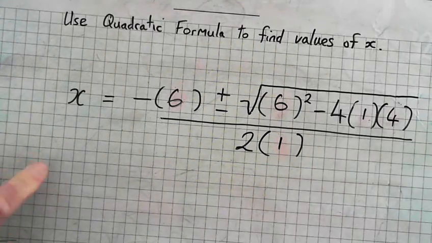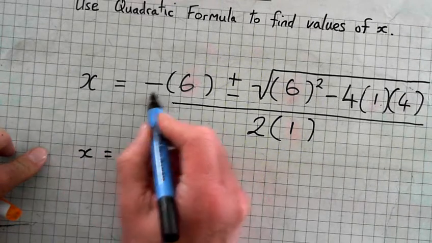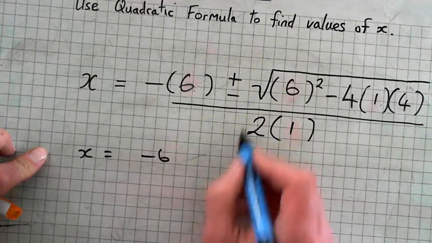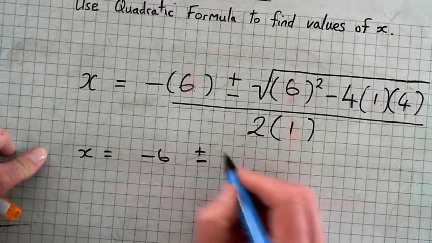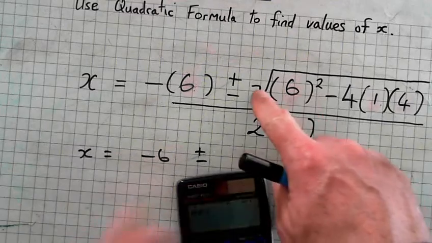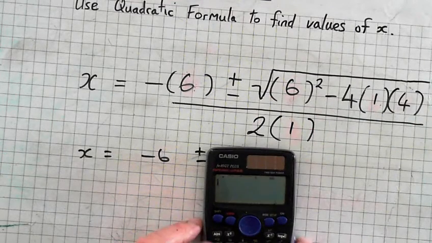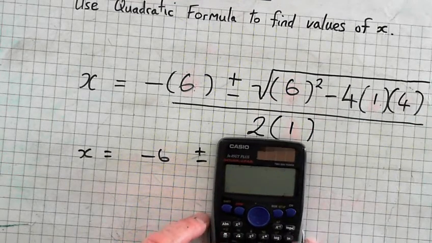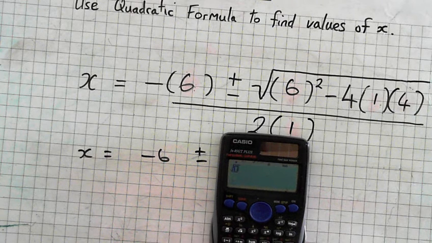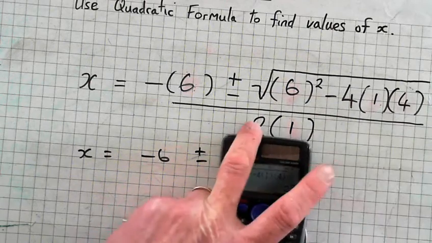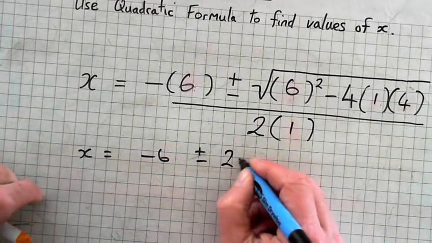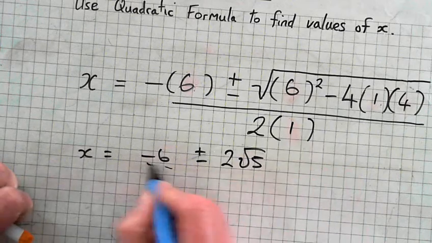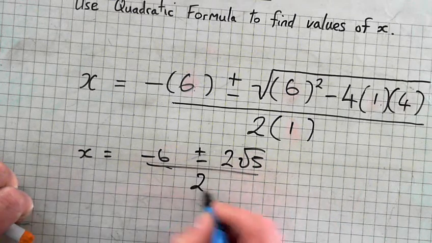Right, same again. Minus times the plus 6, minus 6. Plus or minus, write that down. And get the calculator and key in the square root sign and all of that. So square root, bracket, 6 bracket squared, minus 4, open the bracket, key in all of that, and you get 2 root 5. And on the bottom you get 2 times 1 is 2.